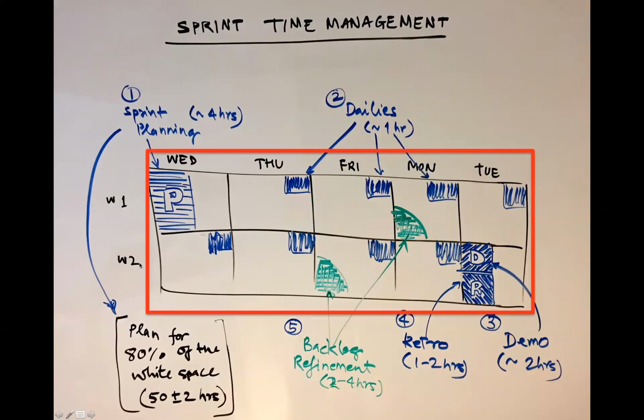Okay, I'm also assuming that each week has 5 working days, which translates to about 40 hours of team time per week.